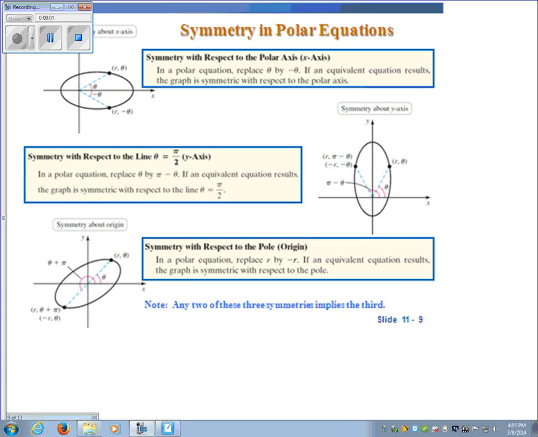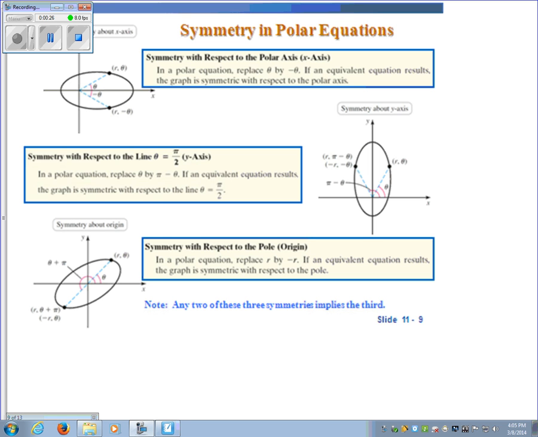Symmetry in polar equations is difficult because points don't have unique representations. We could have a point that looks like it should be on the graph, but maybe it's not the coordinates that we would expect it to be. So let me give you the general rules, but know that sometimes it might still be symmetric, even though the rules don't show it because of the representation of that point.